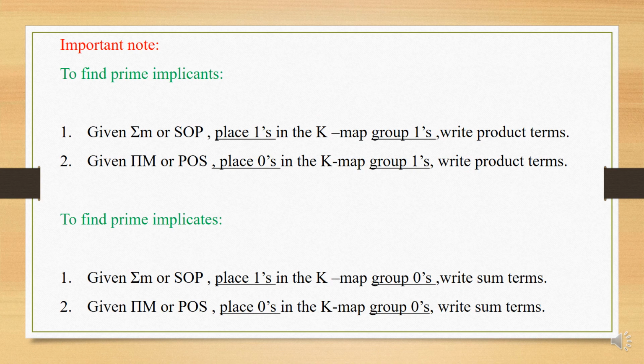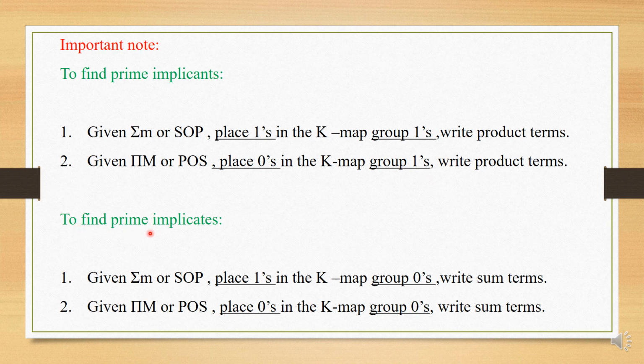So this is the important note you have to observe. In order to find the prime implicants, we need to always form all possible groupings. First, if the given expression is summation m or SOP form, you have to place logic ones in the K-map, group the logic ones and write the product terms. Suppose the given expression is product M or POS form, you need to place logic zeros in the K-map, group the logic ones and write the product terms.